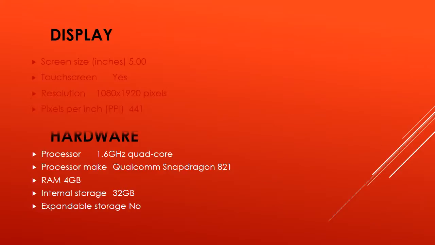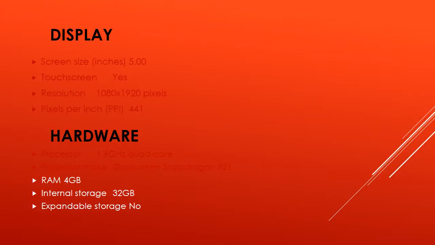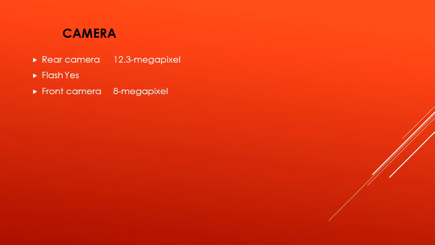Hardware. Processor 1.6 GHz quad core. Processor make Qualcomm Snapdragon 821. RAM 4GB. Internal storage 32GB. Expandable storage no. Camera. Rear camera 12.3 megapixel. Flash yes. Front camera 8 megapixel. Software. Operating system Android 7.1.